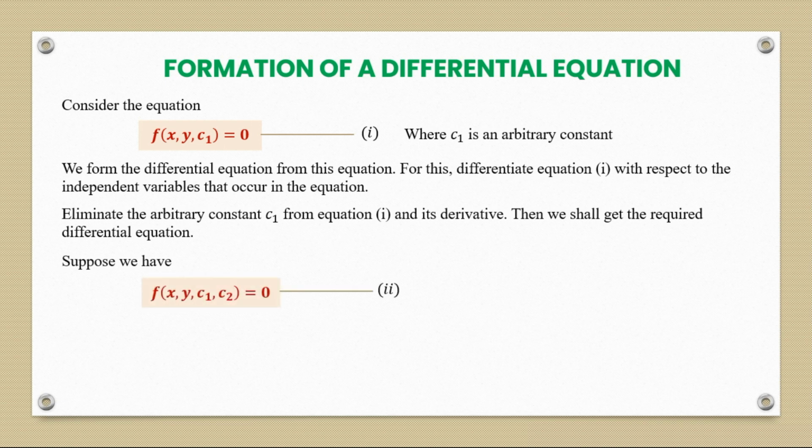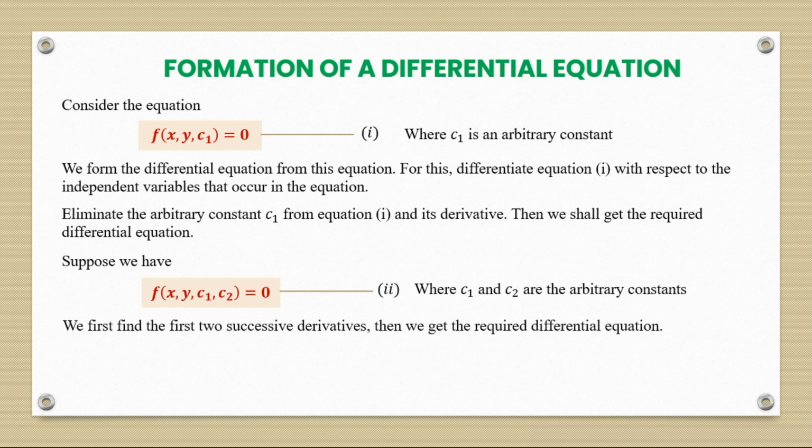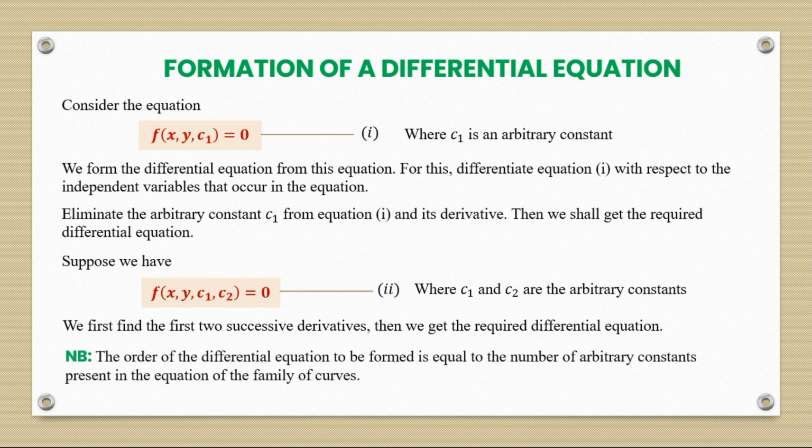Alright, so suppose we have another function f(x, y, c1, c2) with two arbitrary constants c1 and c2, being equal to 0. This is equation 2, where c1 and c2 are the arbitrary constants. We first find the first two successive derivatives, then we get the required differential equation. What this means is we differentiate twice, and after differentiating twice, we would have eliminated both constants and gotten the differential equation.